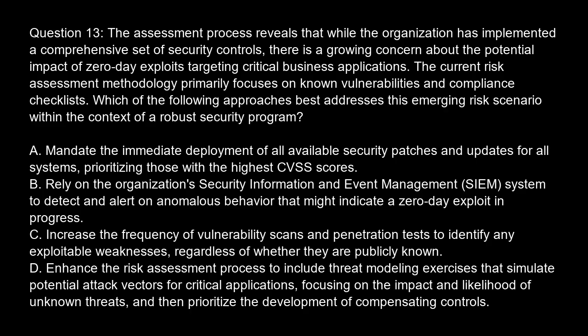Option B. Rely on the organization's security information and event management (SIEM) system to detect and alert on anomalous behavior that might indicate a zero-day exploit in progress. Option C. Increase the frequency of vulnerability scans and penetration tests to identify any exploitable weaknesses, regardless of whether they are publicly known. Option D. Enhance the risk assessment process to include threat modeling exercises that simulate potential attack vectors for critical applications, focusing on the impact and likelihood of unknown threats, and then prioritize the development of compensating controls.